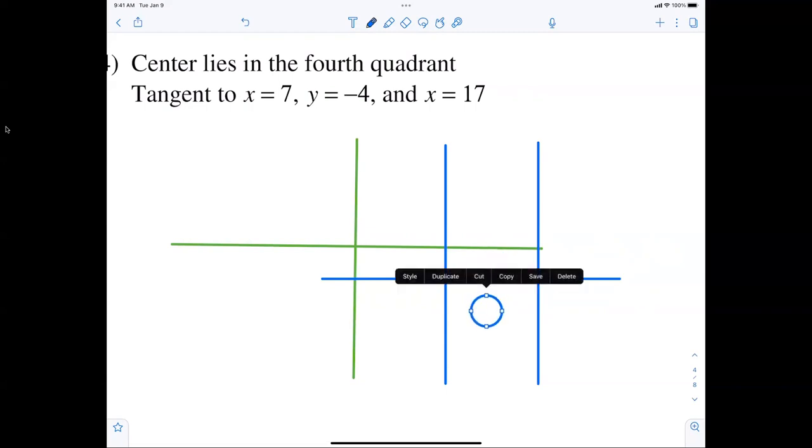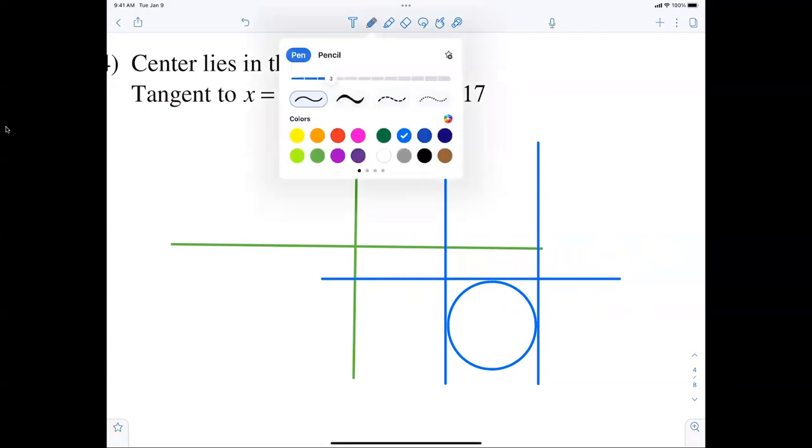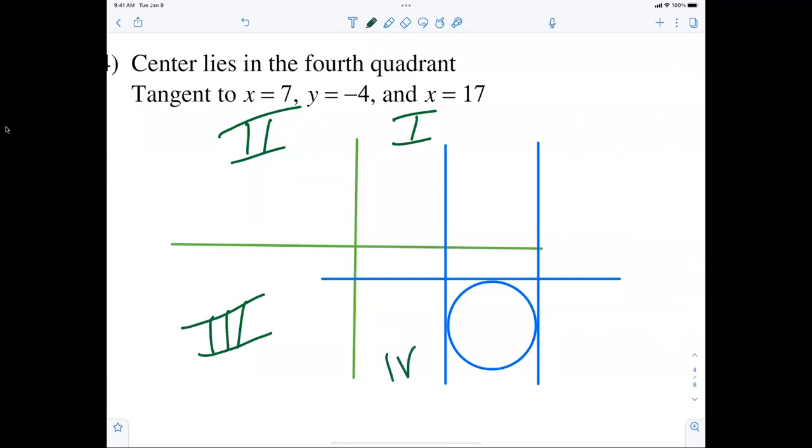All right. So if we wanted to, we could just extend this out. It'll have to be in the fourth quadrant. All right, counterclockwise is opposite of the clock. That's quadrant 1, 2, 3, 4.